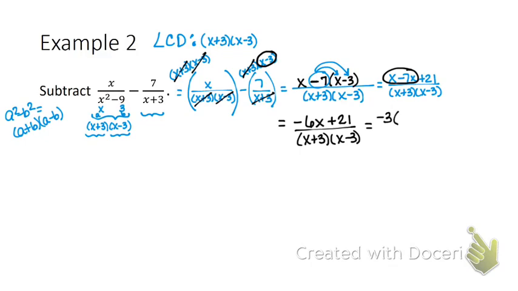So the negative 6x divided by the negative 3 is positive 2x. And positive 21 divided by negative 3 is negative 7. All over your common denominator.